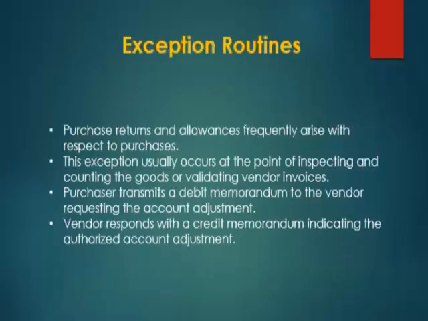Exception routines. Purchase returns and allowances frequently arise with respect to purchases. This exception usually occurs at the point of inspecting and counting the goods or validating vendor invoices. The purchaser transmits a debit memorandum to the vendor requesting the account adjustment. The vendor then responds with a credit memorandum indicating the authorized account adjustment.